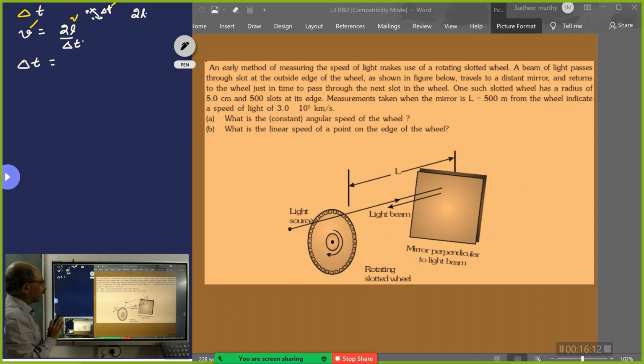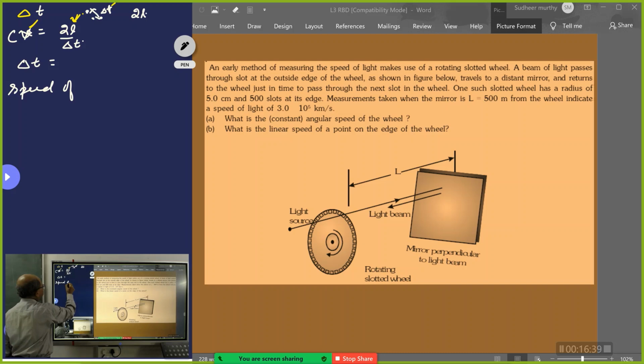Then don't plug in the values initially. This is given, and delta t you will find out from this whole exercise. Now, having found out delta t from this equation, you have to proceed to find out the speed of the wheel. This is speed of light. Now you have to find out the speed of the wheel.